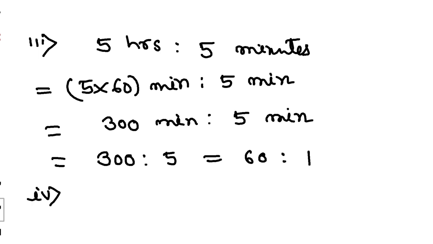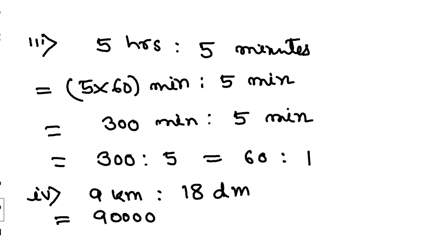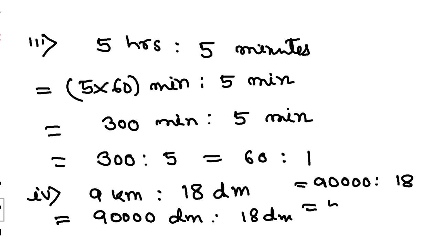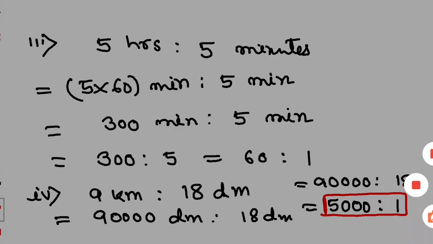Next, number 4, I have 9 kilometer is to 18 decimeter. Now if I convert this kilometer to decimeter, it will be 90,000 decimeter is to 18 decimeter. So that means my ratio is 90,000 is to 18. 18 5s are 90, so it will be 5,000 is to 1. My ratio in this case is 5,000 is to 1. So 4 done. Let's go to question number 5 now.